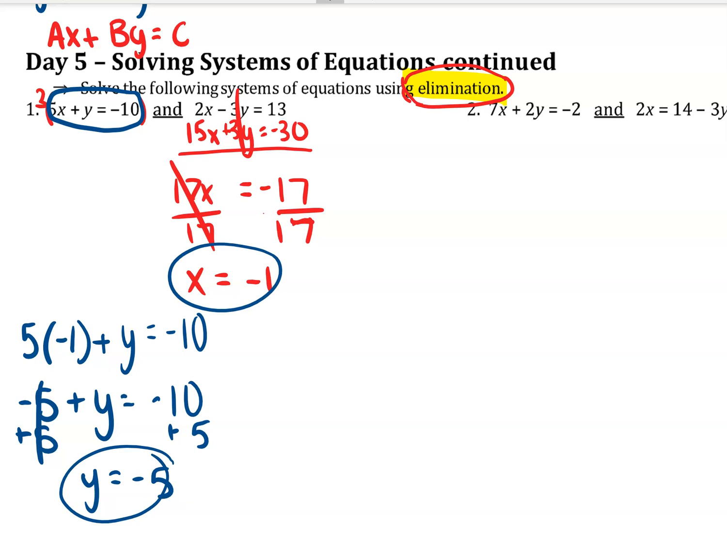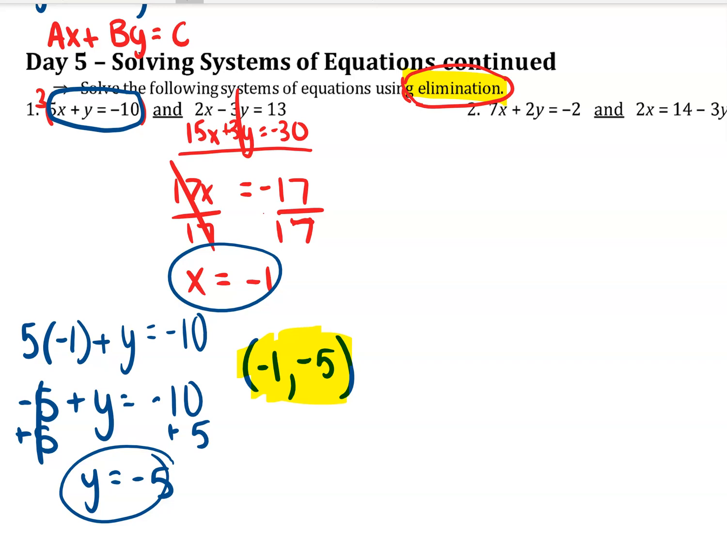And then typically we write our answer as a coordinate point. So x always goes first, so -1 first and -5 second. And that's your final answer. We can always check our work when we solve systems of equations. So to check our work, we plug in. I'm going to do this in my head a little bit. I'm not going to do a ton of writing since I'm out of room.